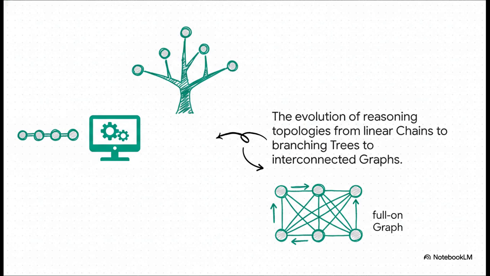A graph lets the AI not only branch out, but it can also merge ideas, create feedback loops. It can refine its thoughts by combining different lines of reasoning. This is how these agents can start to tackle truly complex, multi-step problems.